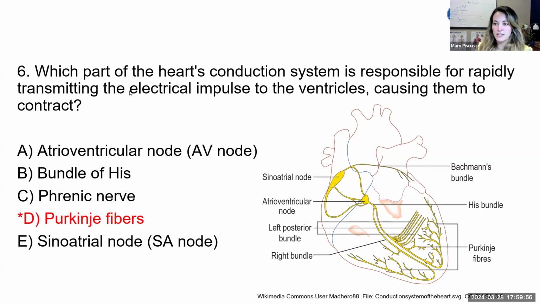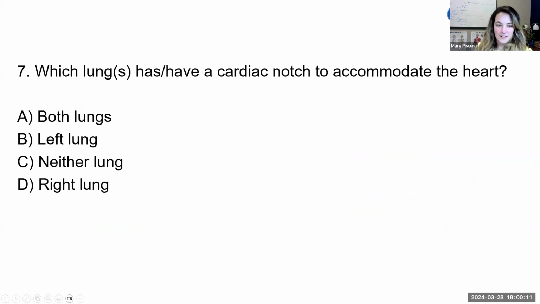So maybe a better way I could have worded this question would be directly to the ventricles or something like that. I'm sure you guys were focusing on the big ticket item here, which is what I'd prefer you to do anyway, so good job nonetheless. All righty, next question: which lung or lungs has or have a cardiac notch to accommodate the heart?